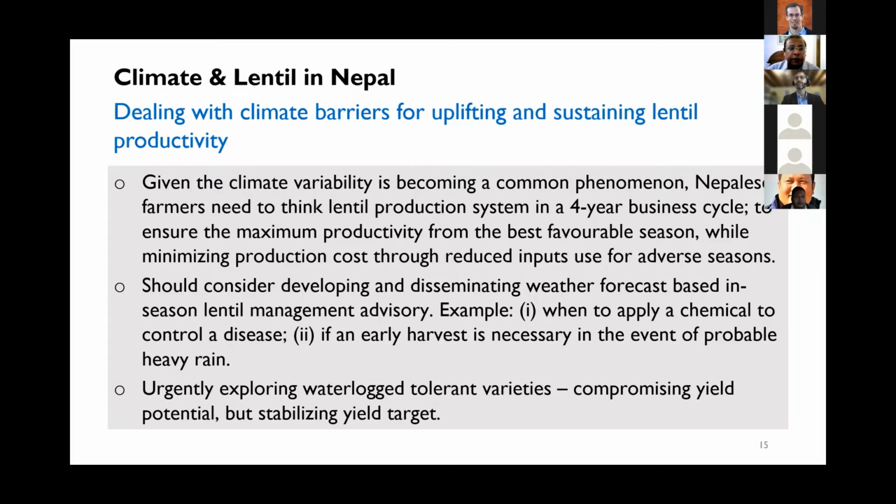Given the climate variability is becoming a very common phenomenon, Nepalese farmers should think of the lentil production system in a 4-year production cycle. They should make the best effort for maximizing productivity from the best favorable season, probably 1 or 2 in 4 years. And they should target minimizing production cost in the adverse season.